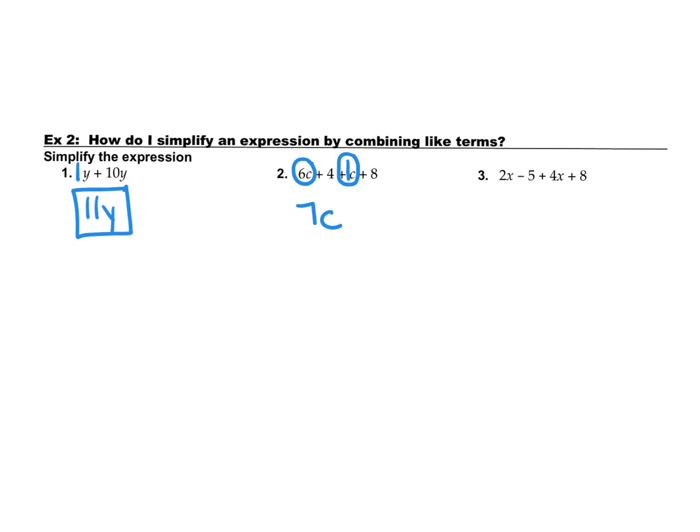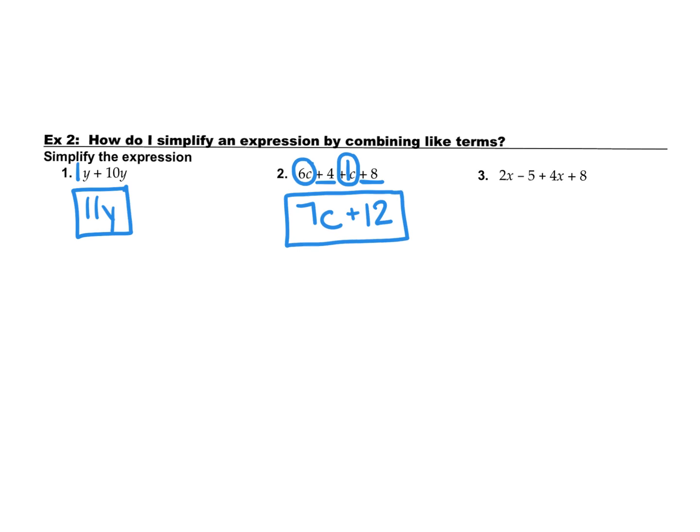And now for these, I'm going to underline them. All right, so I have 4 plus 8, so I'm going to have plus 12. And now I can't simplify this any further because I can't put together a 7c with a 12. It's like apples and oranges. You cannot combine them together.